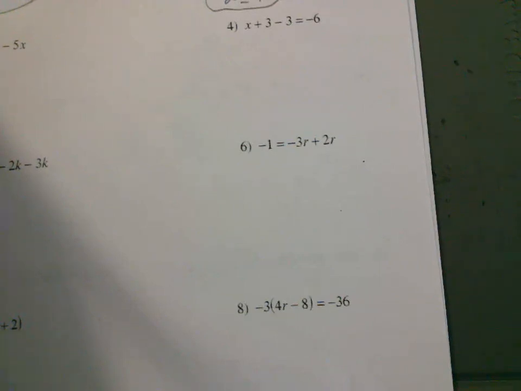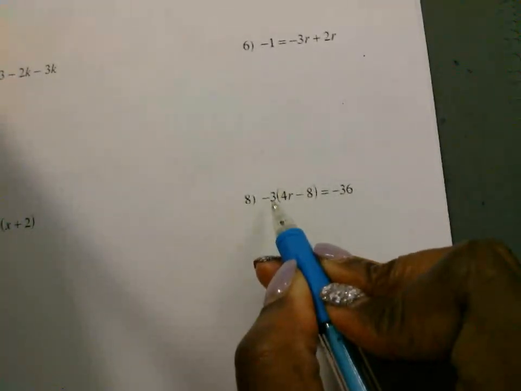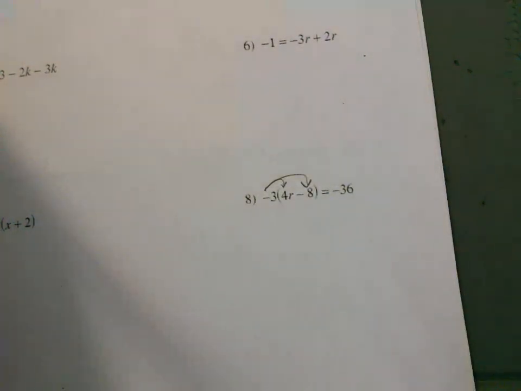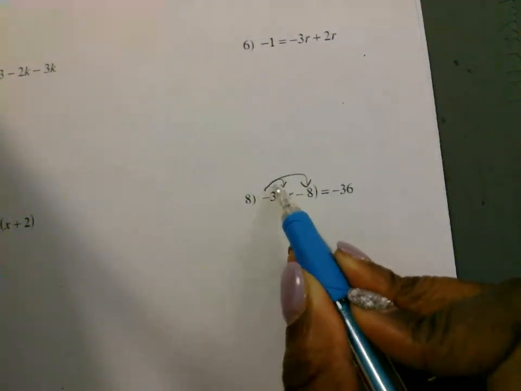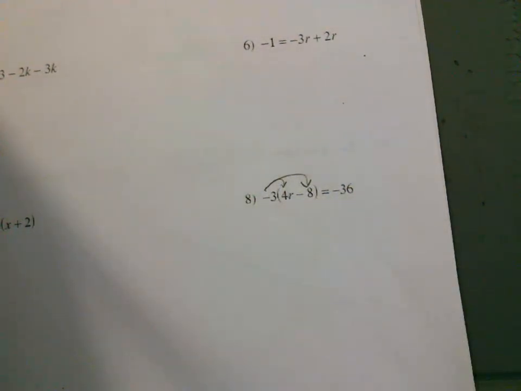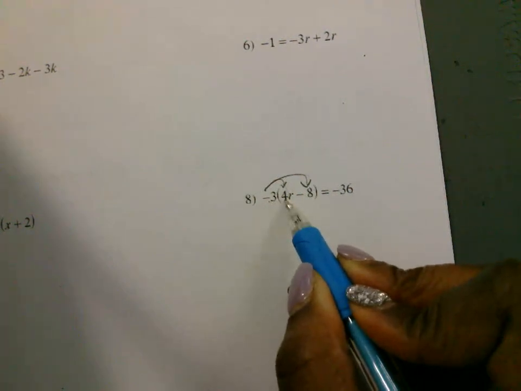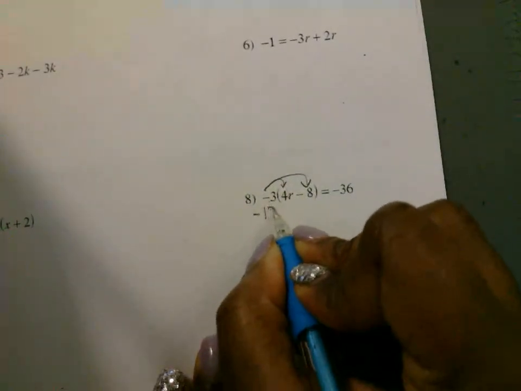With number 8, the first step is distributive property. So we're going to multiply the negative 3 times both numbers in the parentheses. Please draw your arrows to indicate that you're going to multiply this negative 3 times each of the terms in the parentheses. Use your calculator if you have forgotten. What is negative 3 times 4? Negative 12. So we have negative 12R.